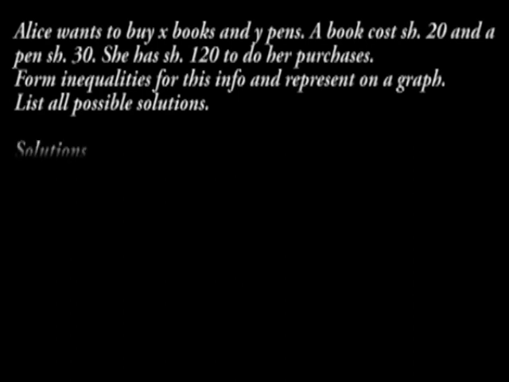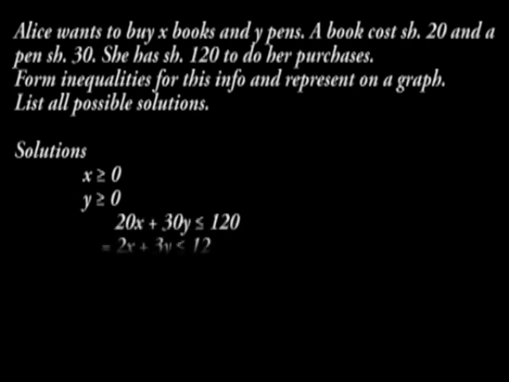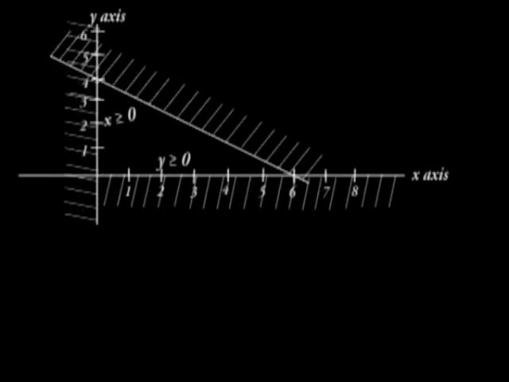In our solution, X is greater or equal to 0 and Y is also greater or equal to 0. This is because X and Y cannot be negative. 20X plus 30Y is less or equal to 120 because she cannot spend more than she has. Simplified, this is 2X plus 3Y is less or equal to 12. This information can be represented on the graph as shown below.